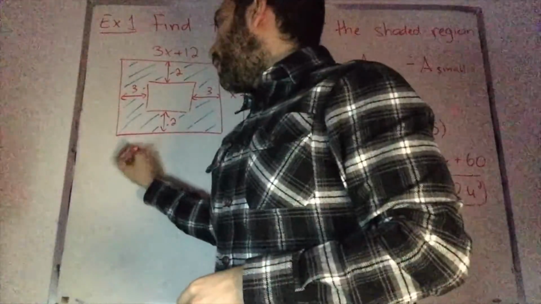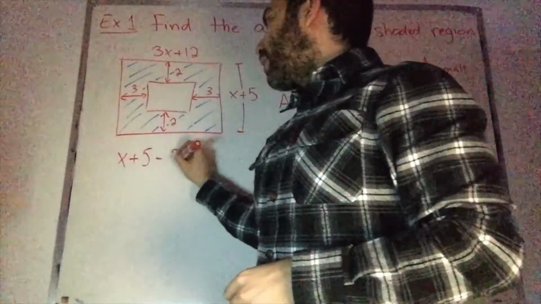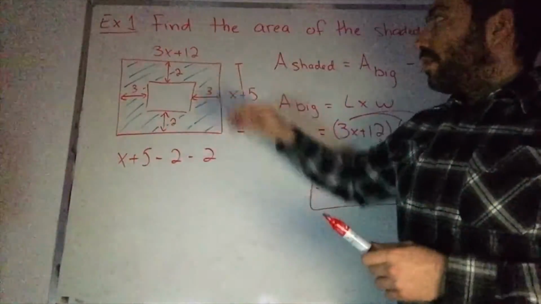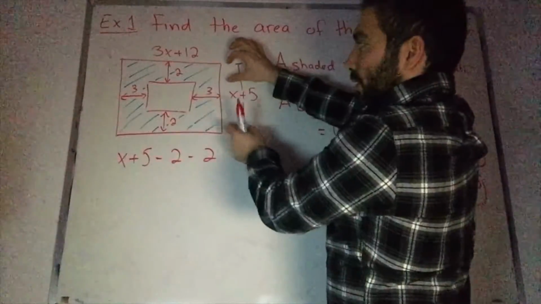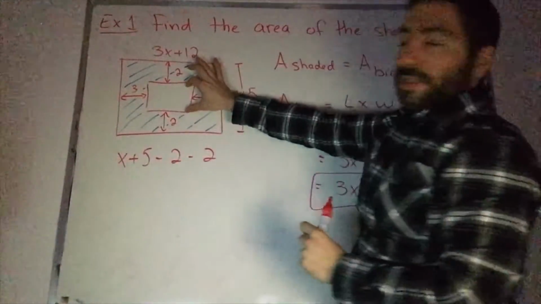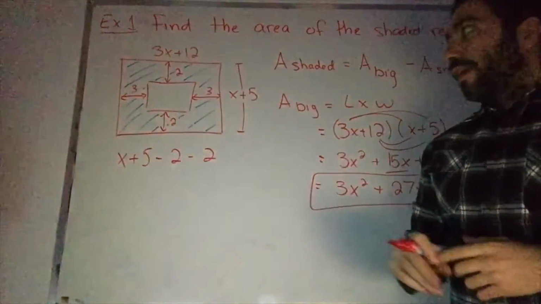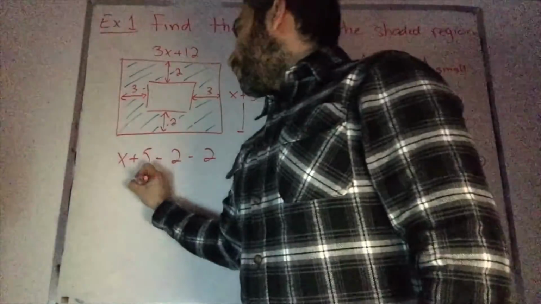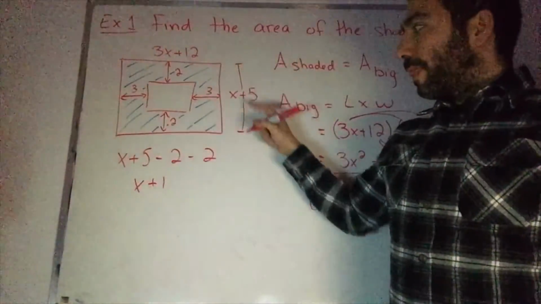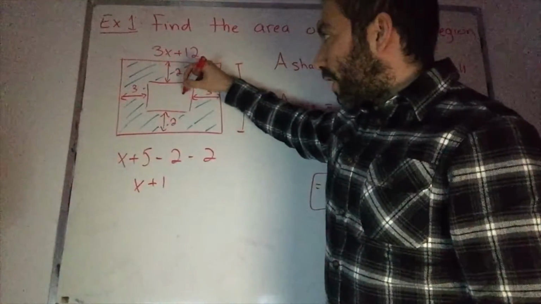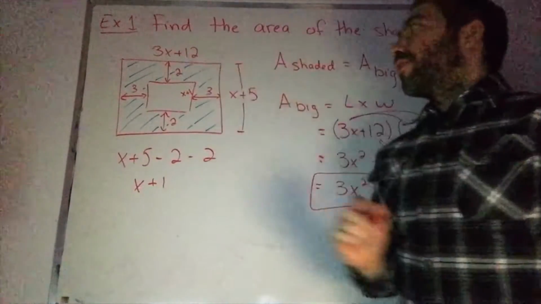Okay, so what you have to see, it's x plus 5 minus 2 minus 2. So if you take the total and you subtract 2 and you subtract 2, what are we left with? Just the middle piece. And that ends up being the height of the little rectangle, which in this case is x plus 1. So the height over here is x plus 1 of the small rectangle.